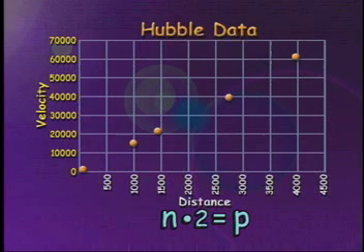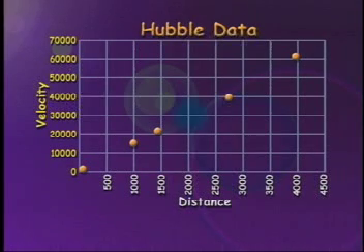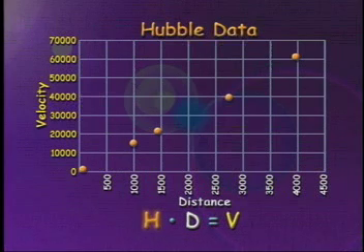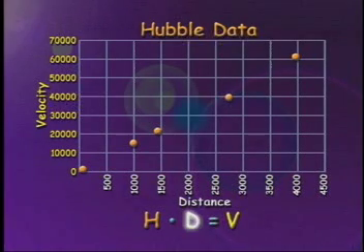Remember the linear equation we used for the pizza graph? N times 2 equals P? Well, the linear equation for Hubble's graph is h times d equals v. H is the Hubble constant. It is similar to the number 2 in our previous equation. Remember there were 2 servings in one pizza? Anyway, d is the distance of the object, and v is the velocity or speed of the object.